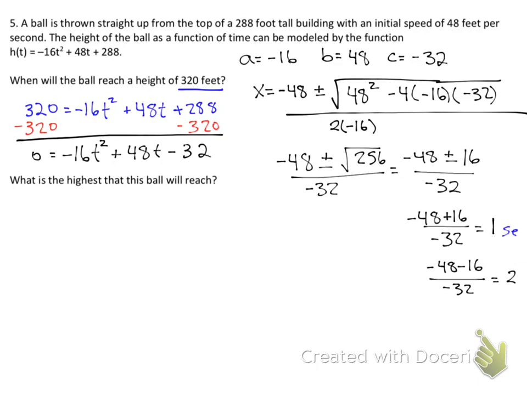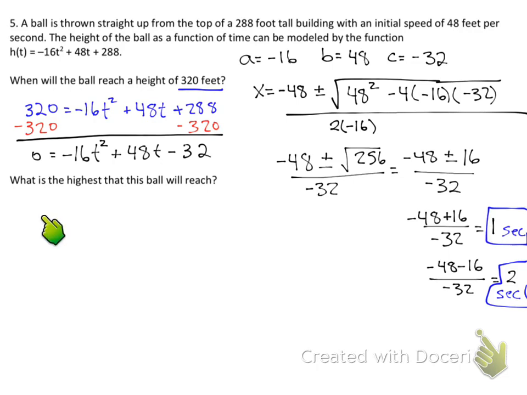So we're going to have 1 second. And then negative 48 minus 16 divided by negative 32 is going to be 2. And 2 seconds as our answer. So the ball is going to reach a height of 320 feet at 1 second, and then again at 2 seconds when it starts coming down on its descent.